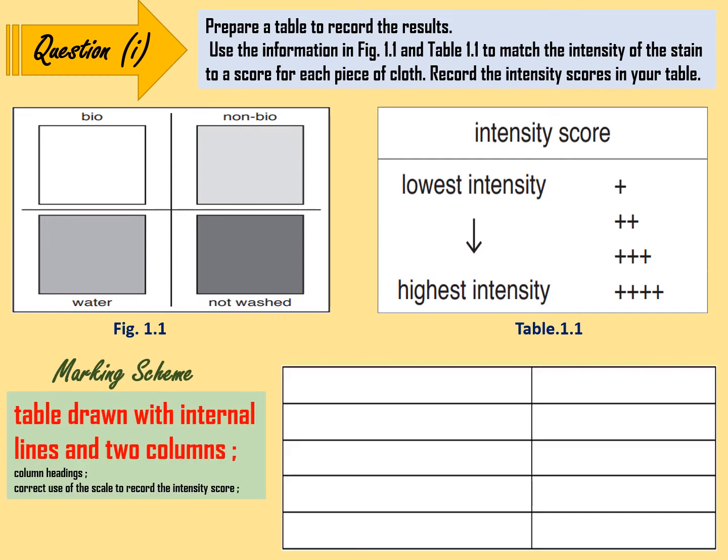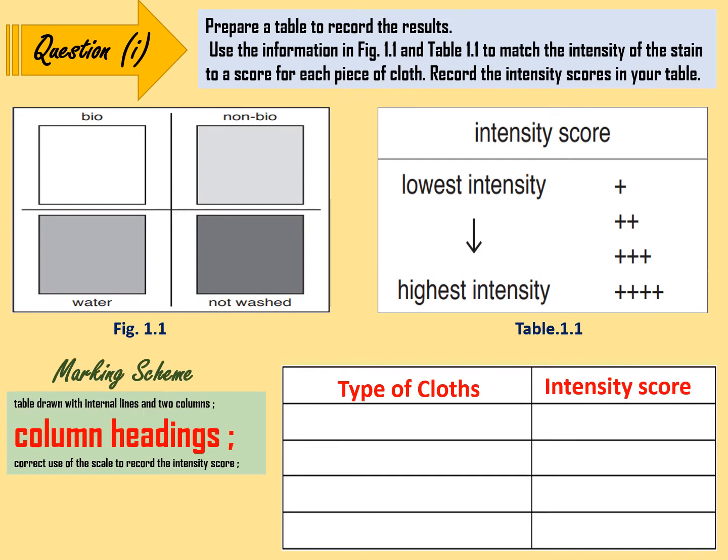Now we are moving toward the first question, the table drawn with the internal line and the 2 columns. This is the table which consists of the 2 columns and the 4 internal lines for the 4 variables, and 1 is for heading. Next mark is for the suitable heading. For example, the type of cloth in the first column and intensity score in the second column.